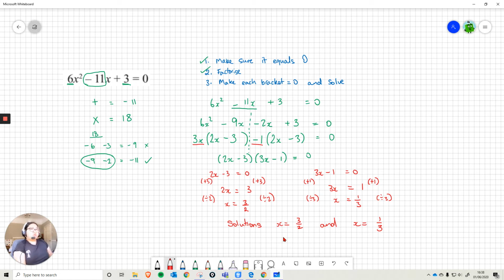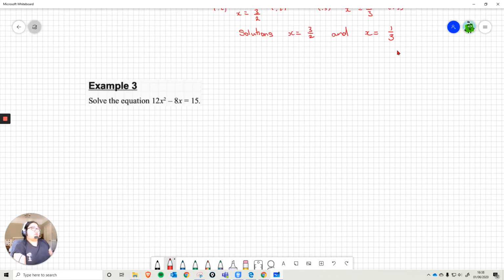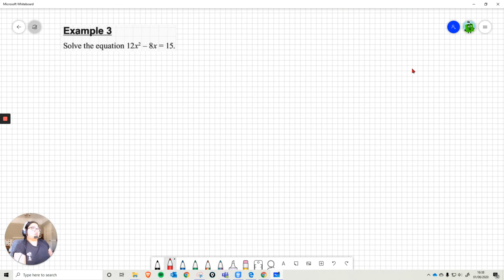So I'm going to do one more example. It comes from the third knowledge organizer, solving quadratics, and that's if it doesn't equal 0. So if we have a look at this example here, example 3, you can see here it's equal to 15 instead of equaling 0.